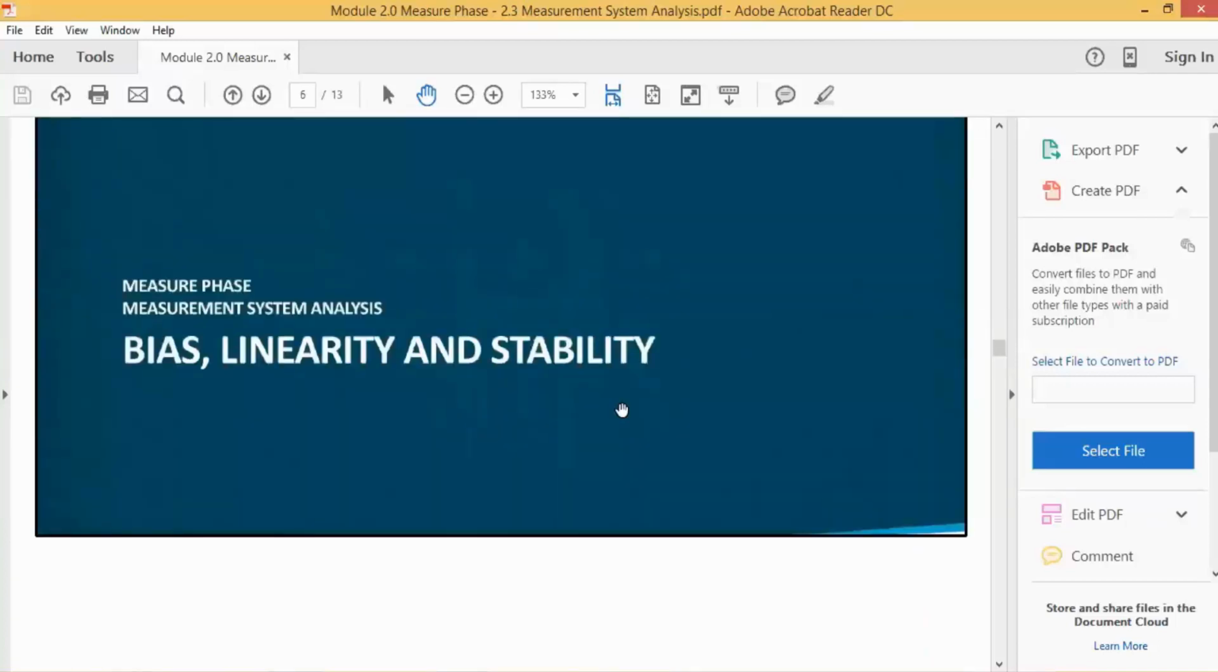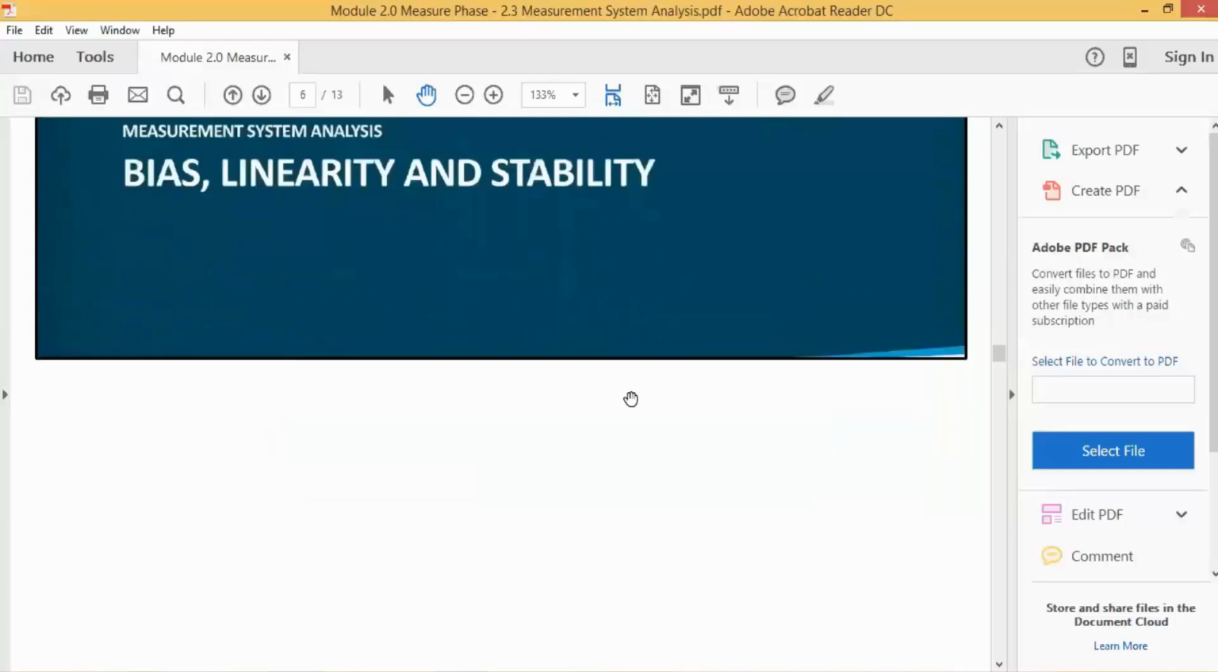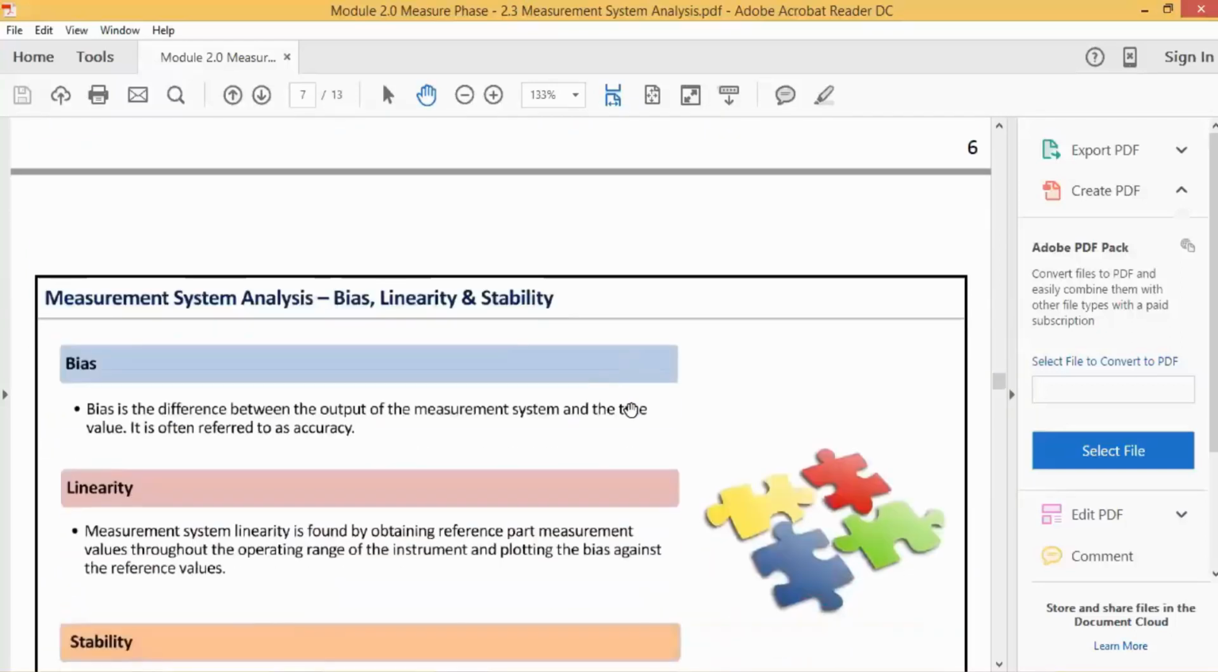What is bias, linearity and stability? Bias is very important. Please note down the slide. Slide number 7, measure phase. Bias is the difference between the output of the measurement system and the true value. It is often referred to as accuracy.